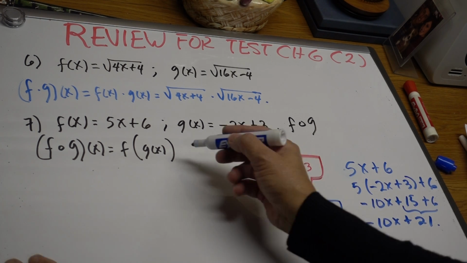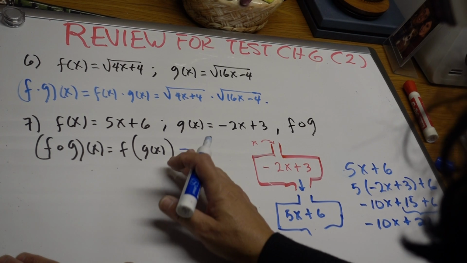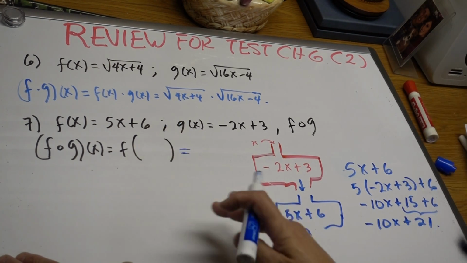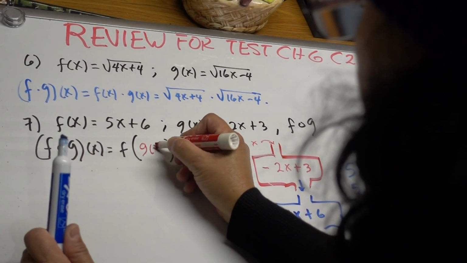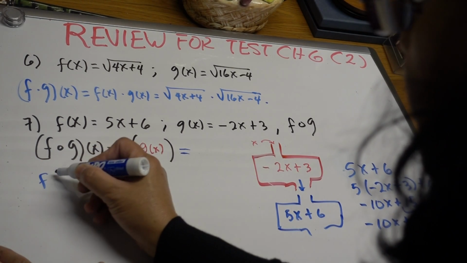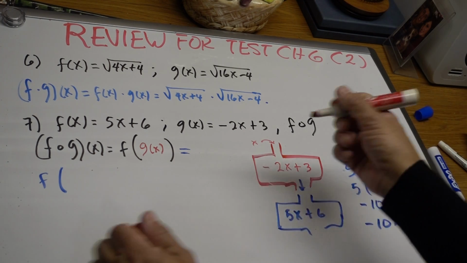But let's say we want to find it without the boxes. So I'm going to change the color of this. This is going to be g of x. Okay, g of x is going to be red. So f of, what is g of x right now? g of x is negative 2x plus 3.